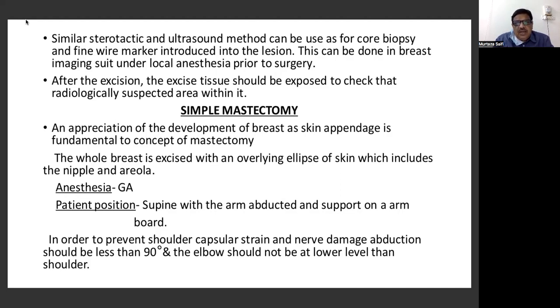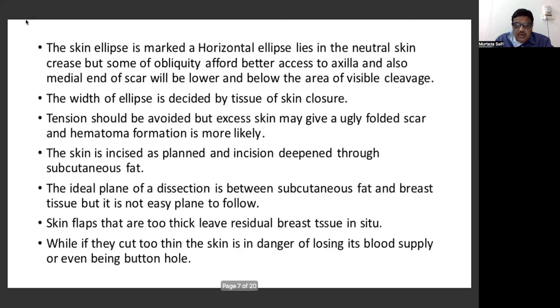Removal of the breast and its skin appendage, which is fundamental to the concept of mastectomy. The whole breast is excised with an overlying ellipse of skin, which includes the nipple and areola. It is done under general anesthesia. The patient is placed in a supine position with the arm abducted and supported on an arm board. In order to prevent shoulder capsular strain and nerve damage, abduction should be less than 90 degrees and the elbow should not be at a lower level than the shoulder.